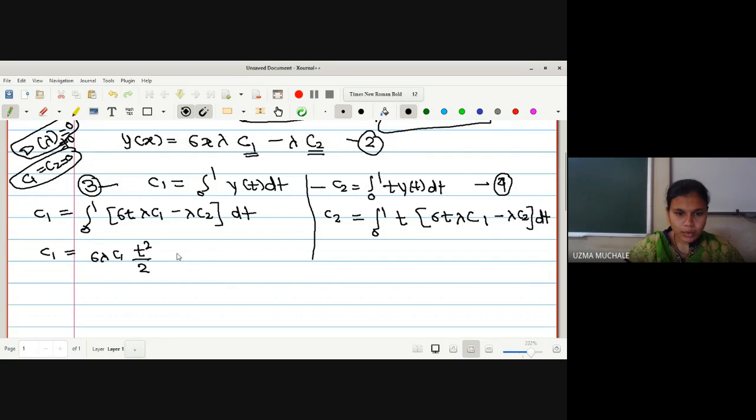Simply t square minus lambda c2 into dt. What is it? Simply t. Yes. And now take this within the limit 0 to 1.